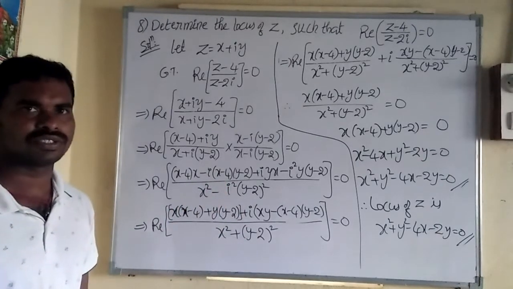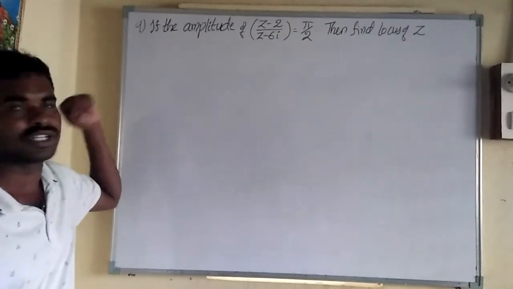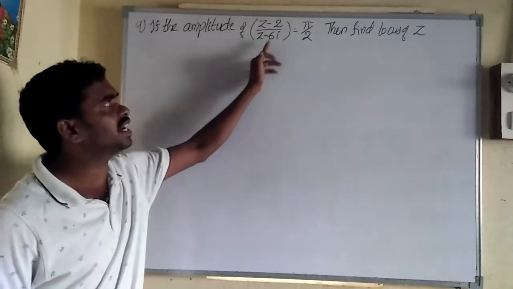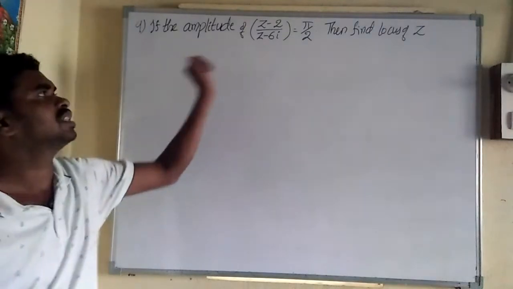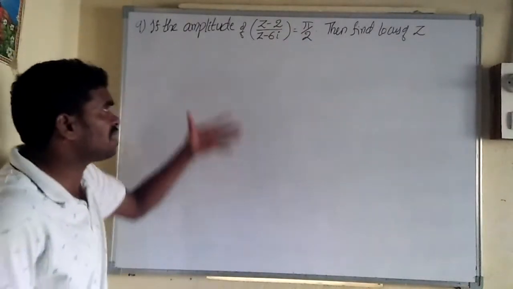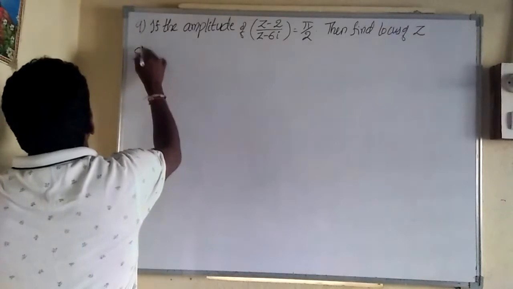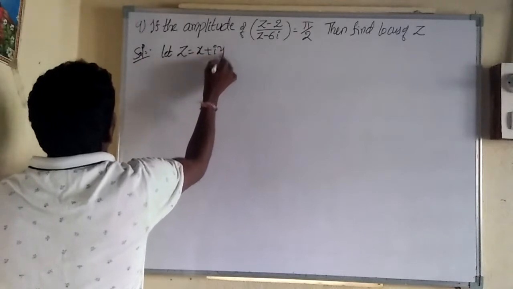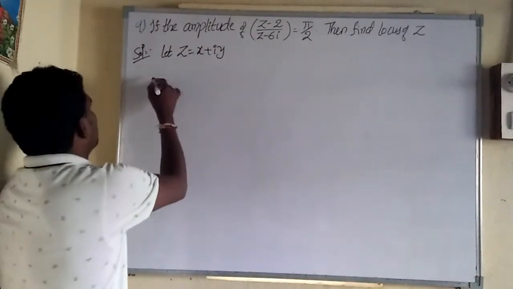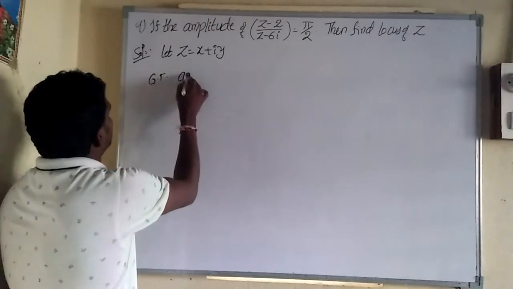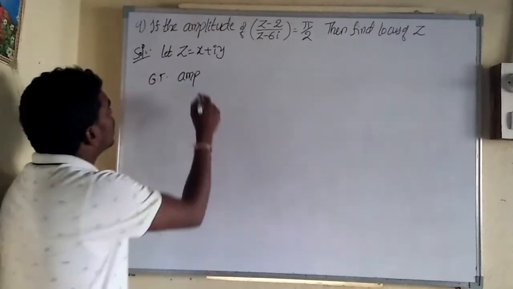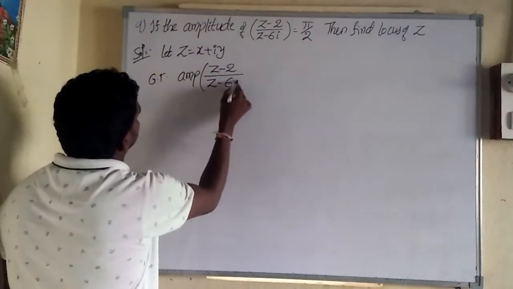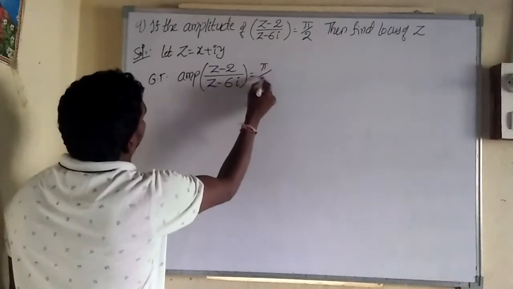Let us go to the 9th question. If the amplitude of (z minus 2) by (z minus 6i) is equal to pi by 2, then find the locus of z. Solution. Let z be a complex number x plus iy. What is given? Given that the amplitude of (z minus 2) by (z minus 6i) is equal to pi by 2.